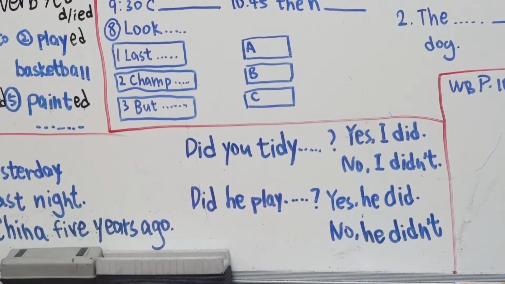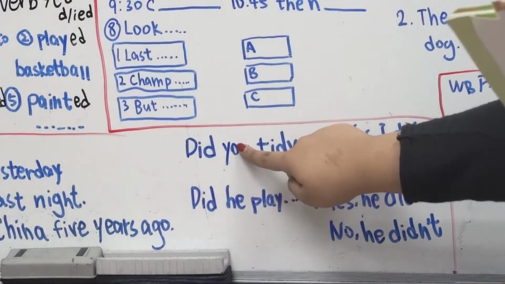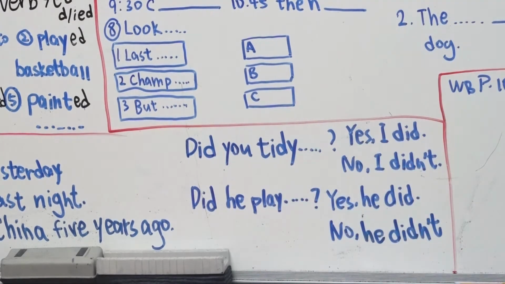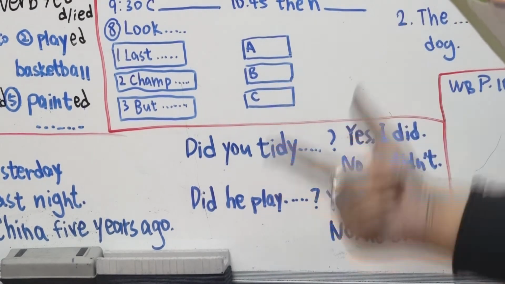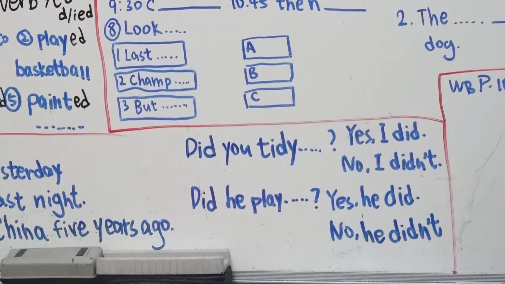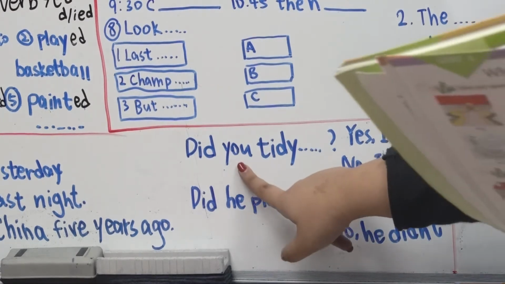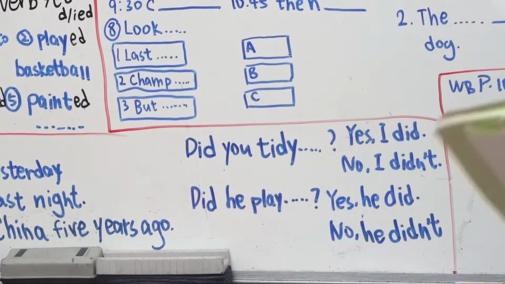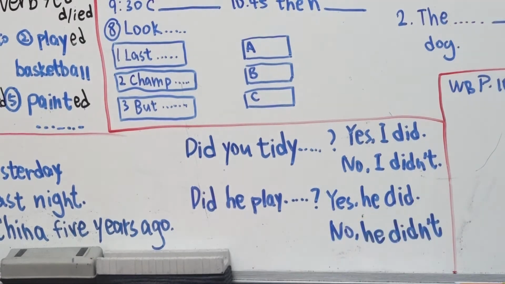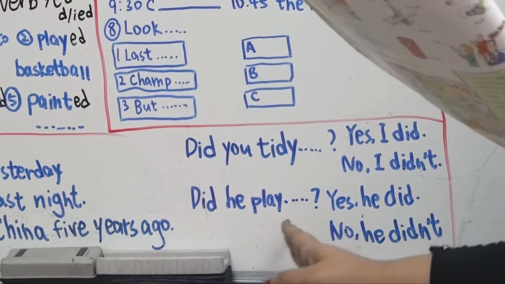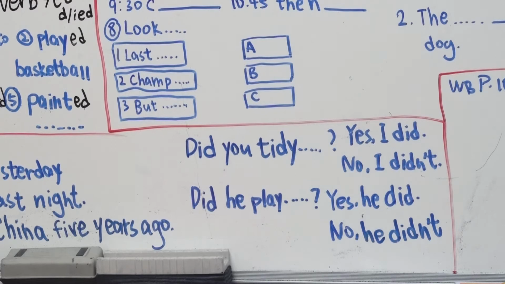So this is how we make questions in past tense. Did, subject, and then verb, and then the object. For example, did you tidy? Did, and then subject, you, tidy, verb. Did, and then subject, he, and then play, the verb. Did you tidy your room yesterday? Did he play in the garden? Something like that.